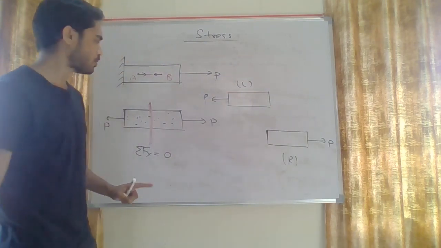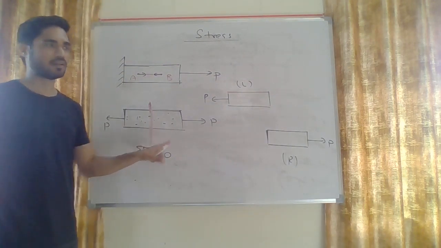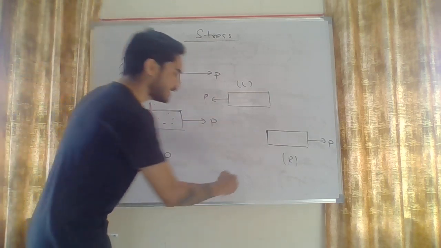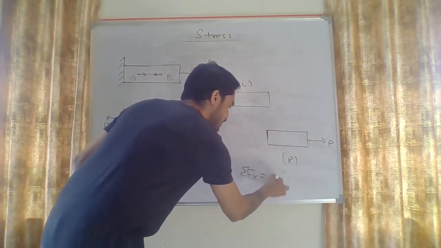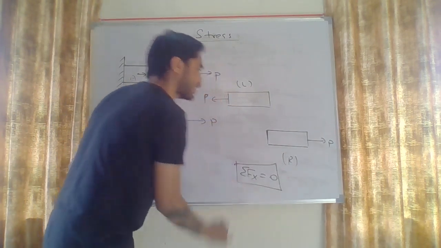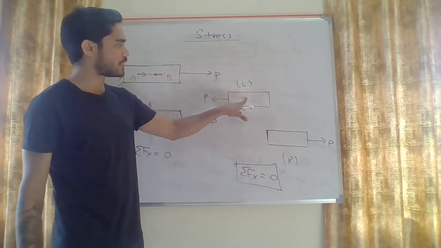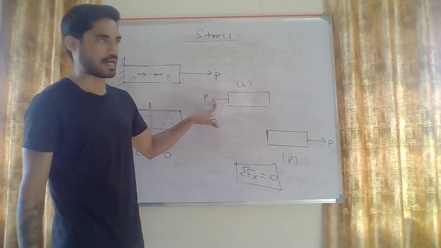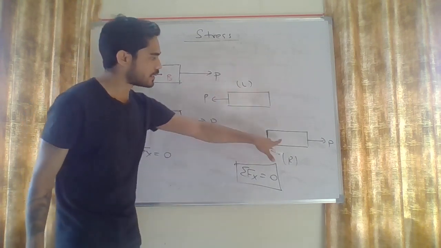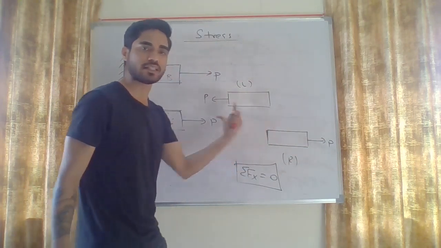Now I told you that if the body is in equilibrium, part of the body must also be in equilibrium. Summation of Fx must be 0. But can you see the summation of Fx to be 0? No. Because here there is a force P acting on the left side, nothing on the right side. Here there is a force P acting on the right side, nothing on the left side.